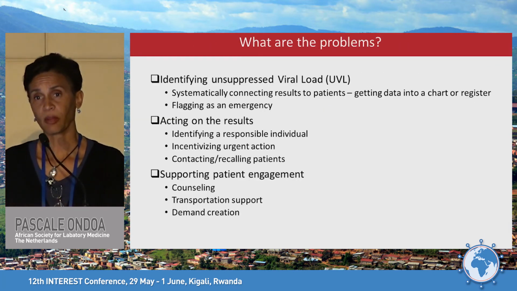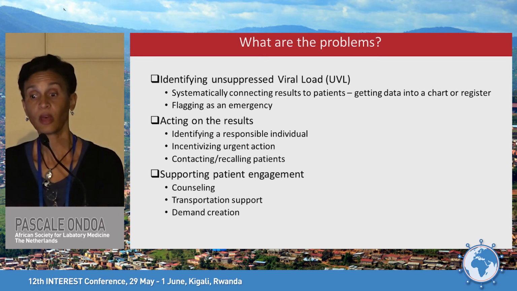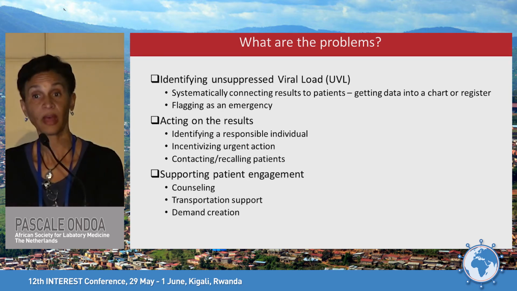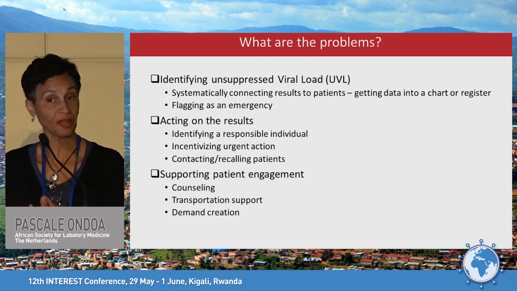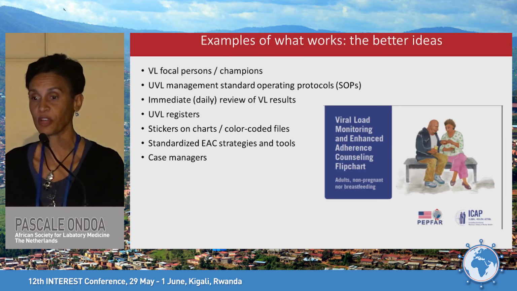So what are the problems? I mean, it looks simple. You have to identify the unsuppressed viral load. But in the reality of clinical work, it can be complicated. You have to identify this unsuppressed viral load, act on the result, and support patient engagement. And that means that there are 3 things that should be together at the same location: the viral load result, the clinician, and the patient. And that's not always easy to achieve.